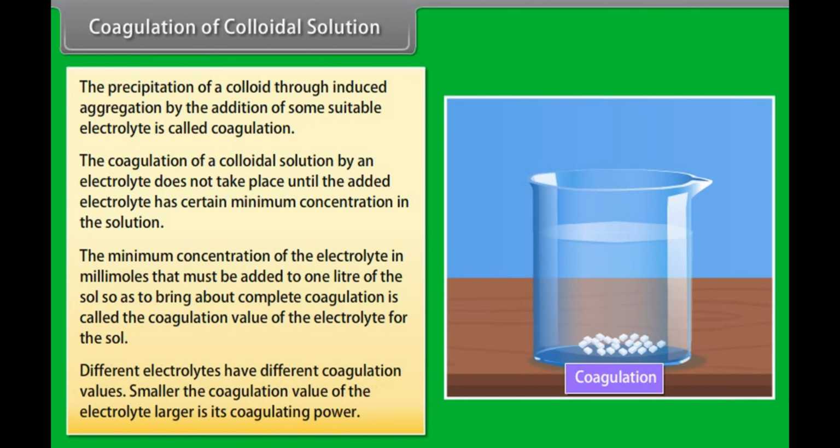Different electrolytes have different coagulation values. Smaller the coagulation value of the electrolyte, larger is its coagulating power. Emulsions.